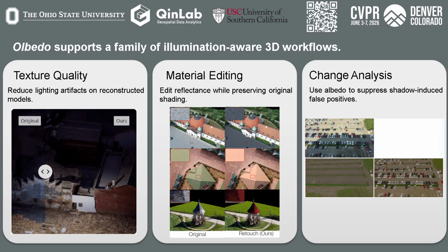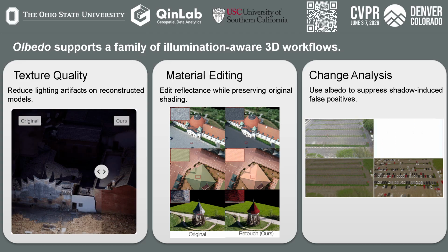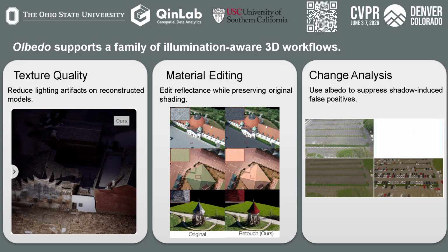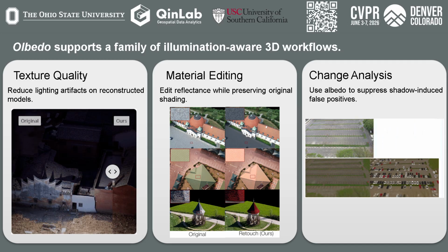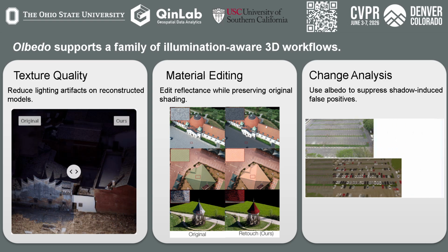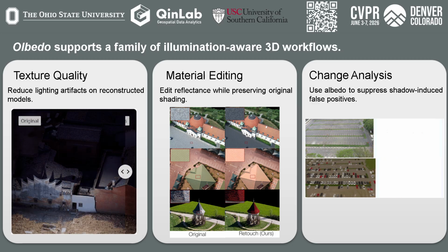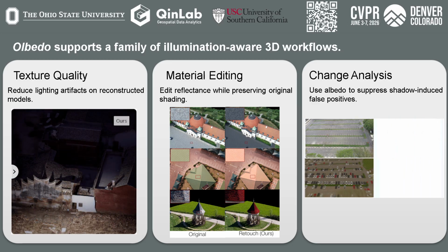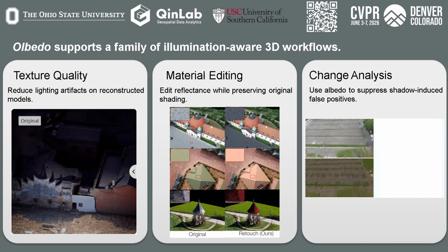Once albedo is available, it enables a family of illumination-aware three-dimensional workflows. First, texture quality improves, because lighting artifacts are reduced before reconstruction or rendering. Second, material editing becomes more realistic, because we edit reflectance while preserving shading. Third, change analysis becomes more robust, because albedo suppresses false positives caused by moving shadows, weather differences, or illumination changes.